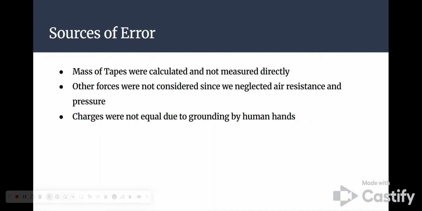Other forces we're not considering, since we neglected air resistance and air pressure. If one were to be in an environment where air pressure is significant, that would definitely halt the tape's movement by the electric field. And charges were not equal due to grounding by human hands. This is true. The tape on top could have had the correct charge, but since we had to handle our tape, it could have grounded it.